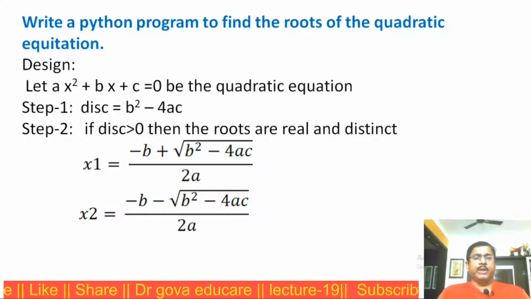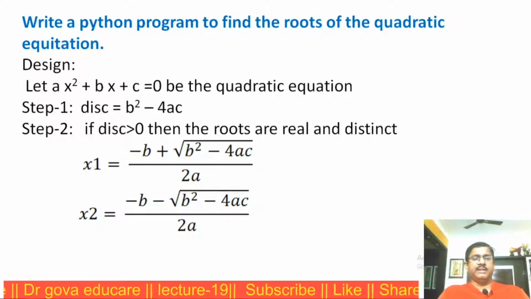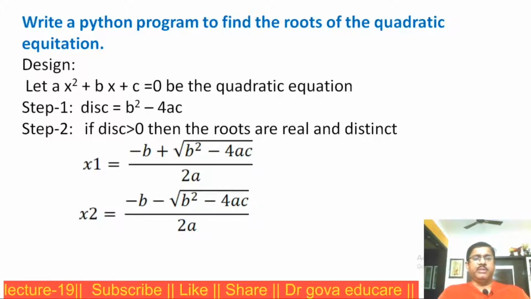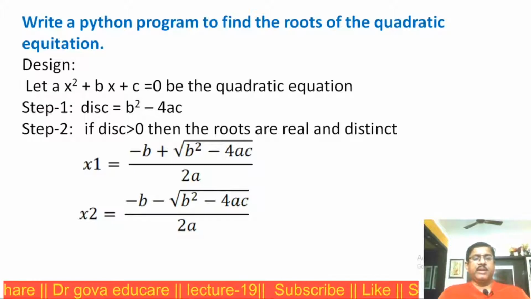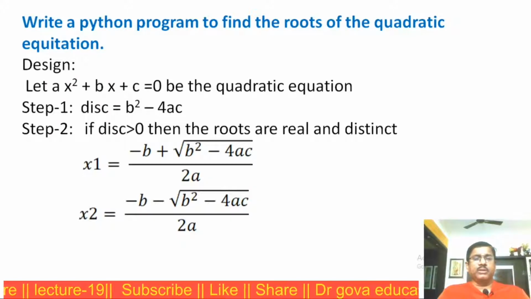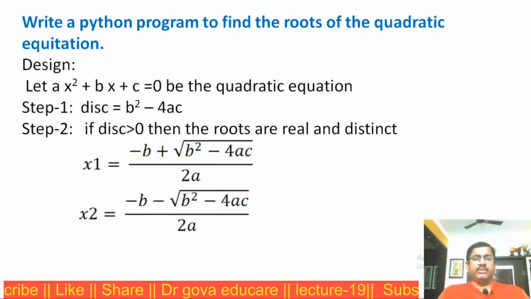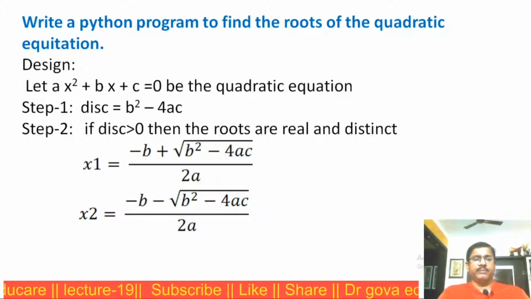Next program: write a Python program to find the roots of a quadratic equation. This is the design of the program. Let ax square plus bx plus c equal to 0 be the quadratic equation. Based on the discriminant, we can find the nature of the roots. First calculate the discriminant, b square minus 4ac. This is step 1.